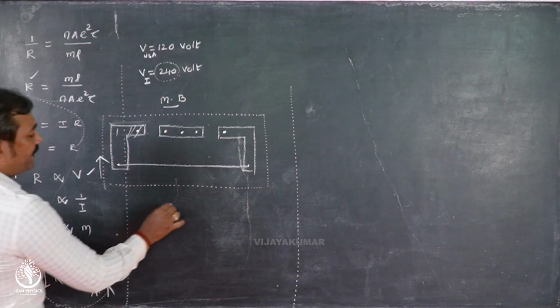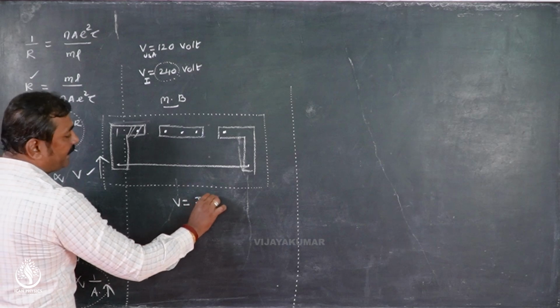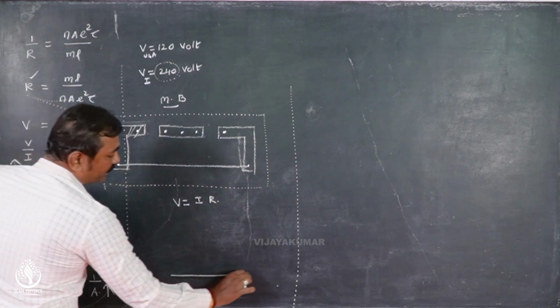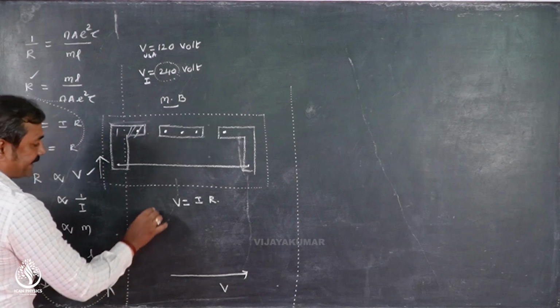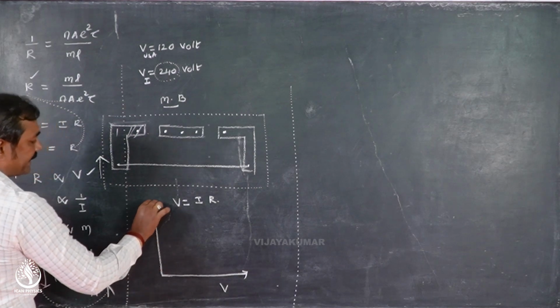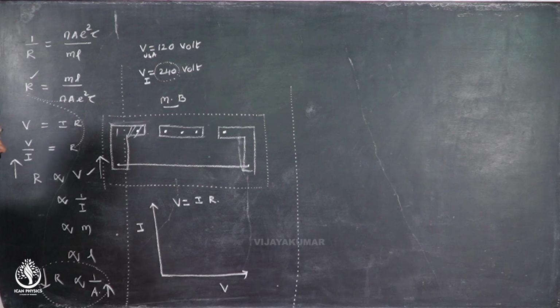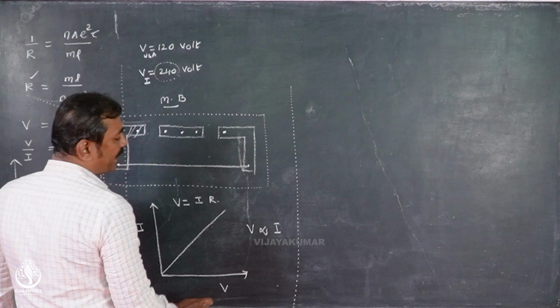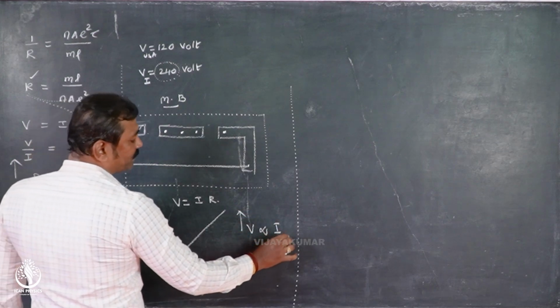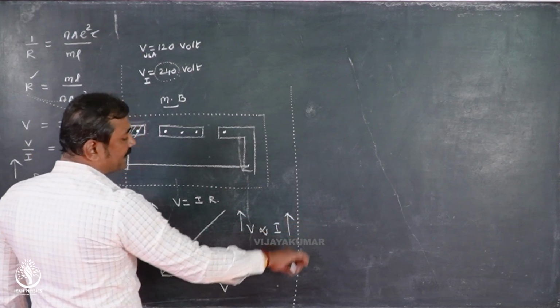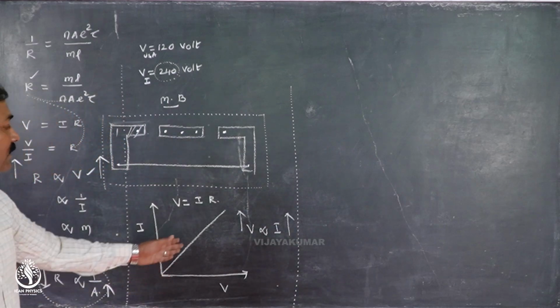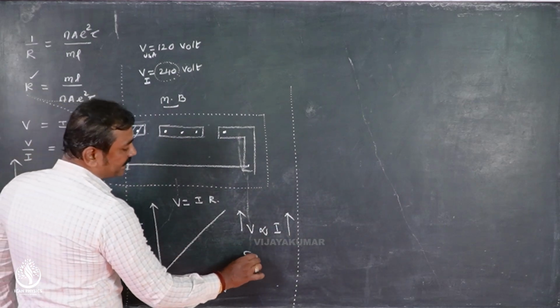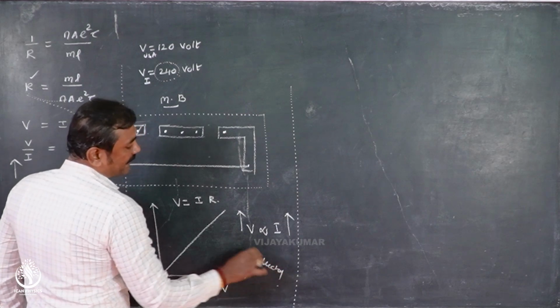So V equals I R. Now the potential is taken along the x-axis and the current along the y-axis. Then the graph will be a straight line. Why? Because V is directly proportional to I. So when the potential increases, the current also increases. So it's a graph for a conductor.